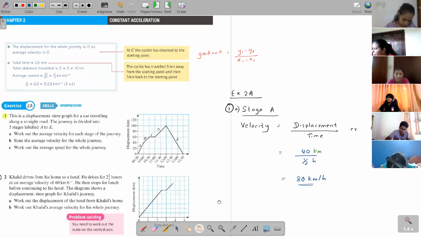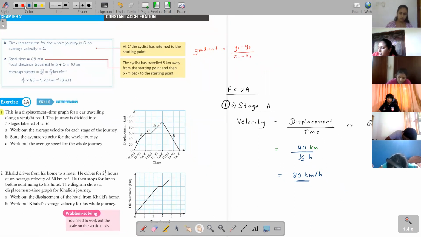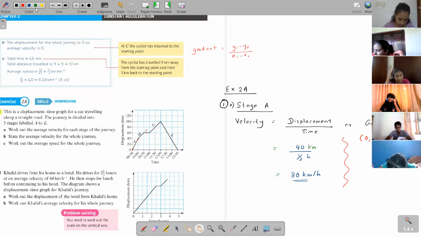Let me show this to you from the gradient method also. So if I use the gradient method, children, what do we do in the gradient method? We need two coordinates. Are you hearing me? In the gradient method, we take the line and we take two coordinates. For example, I take the two coordinates at the starting and the ending here. My starting coordinate is 0, 0. The ending coordinate is 30 minutes. Even though they say 9:30 here, children, you have to know 9:30 here is time 0. 10 here means the time is half an hour.